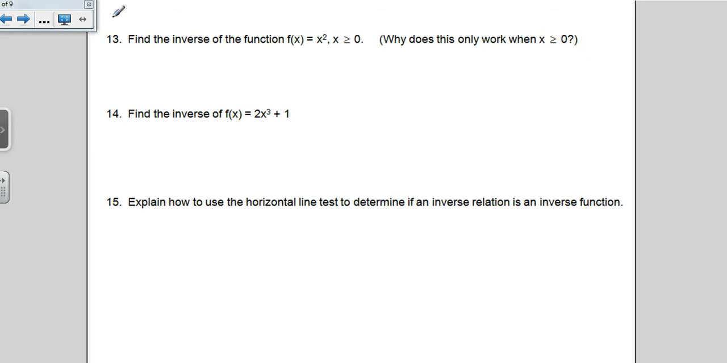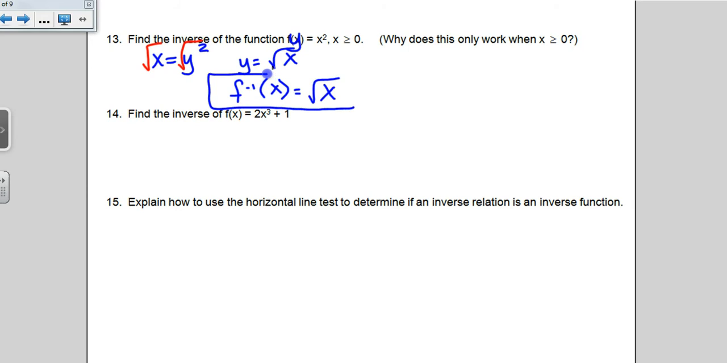Okay, number 13 says find the inverse of a function f of x equals x squared for x greater than or equal to 0, and then why does this only work when x is greater than or equal to 0? So let's talk about the original function. Remember, f of x is really just y. So to find the inverse, we would first switch the x and y. So x equals y squared. And then if I wanted to solve for y, I would simply square root both sides. And then when I flip it around, I end up with y equals the square root of x. Or remember, I could also say f to the negative 1 of x equals the square root of x.